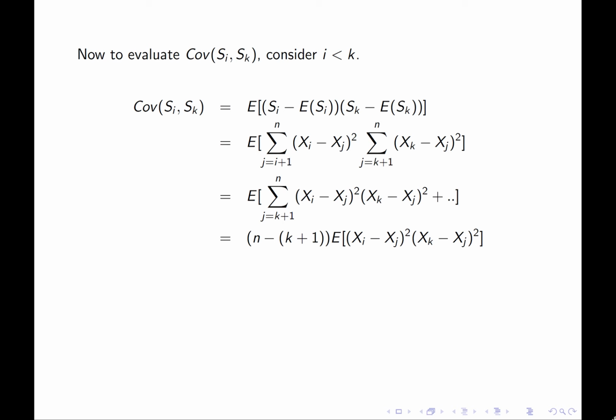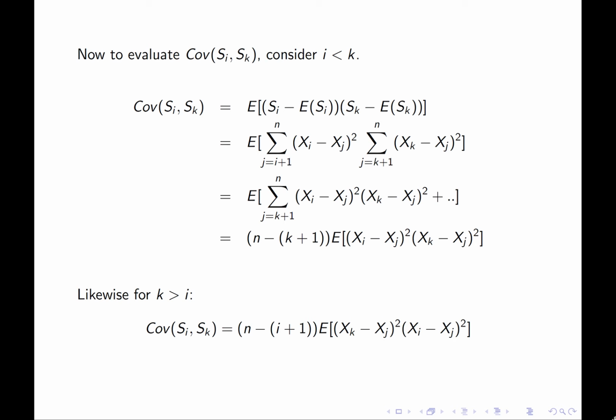So that's basically our covariance. Now, likewise for k greater than i. Actually, I should have explained that before. I had i less than k. Now, for k greater than i, it's just replace the subscripts, the letters, basically. So we have m minus i plus 1 times x_k. So it's the same sort of thing, basically. So next line.